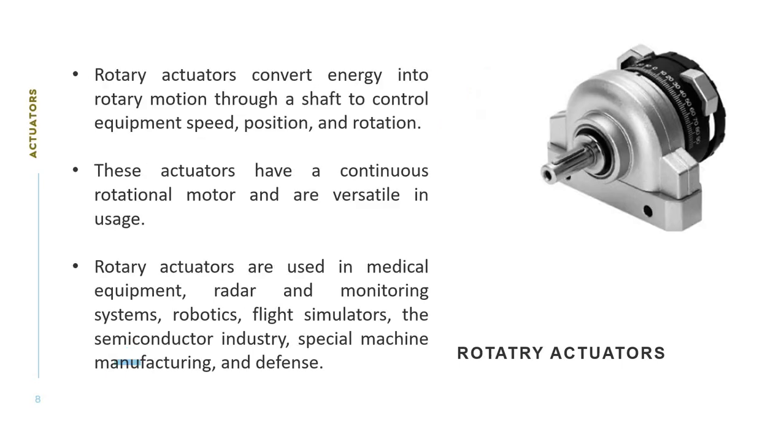And the next one is the rotary actuators. As I told you, rotary actuators move in a circular motion, where they convert energy into rotary motion through a shaft to control equipment speed, position, and rotation. These actuators have a continuous rotational motion and are versatile in usage. Rotary actuators are used in medical equipment, radar and monitoring systems, robotics, flight simulators, the semiconductor industry, special machine manufacturing, and defense. So these are the two ways actuators move.